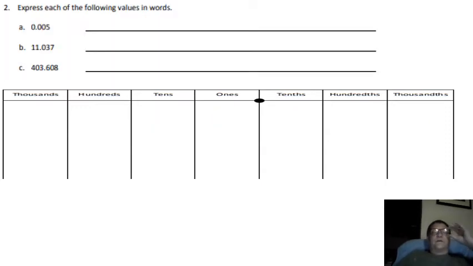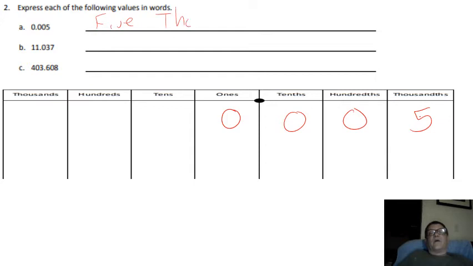Now we're supposed to express each one of these in words. And it's very easy sometimes to get mixed up. So sometimes if you use a place value chart, I can put 0, 0, 0, 5. Now I can see this is 5 in the thousandths place. So this is 5 thousandths. So it says words, so 5 thousandths.